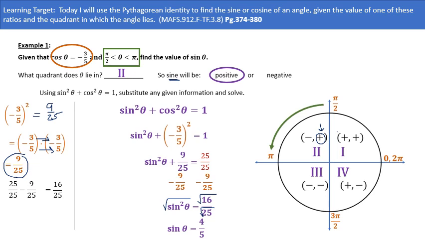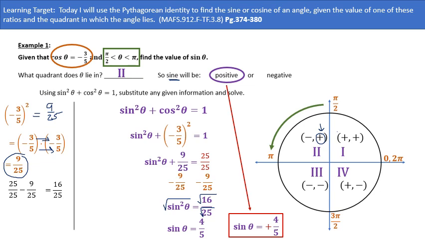Not necessarily. We have one extra step. We have to go all the way back to the top and ask ourselves, what quadrant are we in? What sign should this answer be? And it should be positive. All right, so we're not done till we say the answer. Sine of theta is positive 4/5, because that positive comes from the fact that it's in quadrant 2, and in quadrant 2, sine is always positive.